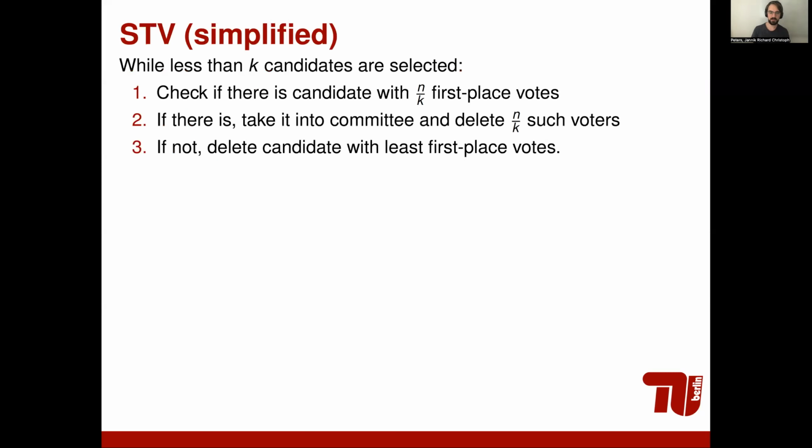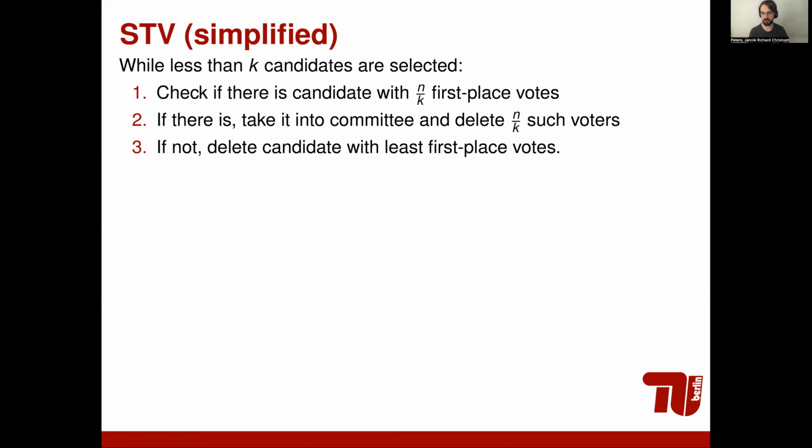Now, STV, very, very simplified, works as follows. While we have fewer than k candidates selected, we check if there's somebody with more than n divided by k first place votes. So let's say if we have 100 seats, then 1% of the first place votes. If there is one, we take this candidate into the committee. We delete 1% of the voters who rank this candidate first. And otherwise, we simply delete the candidate with the least first place votes.